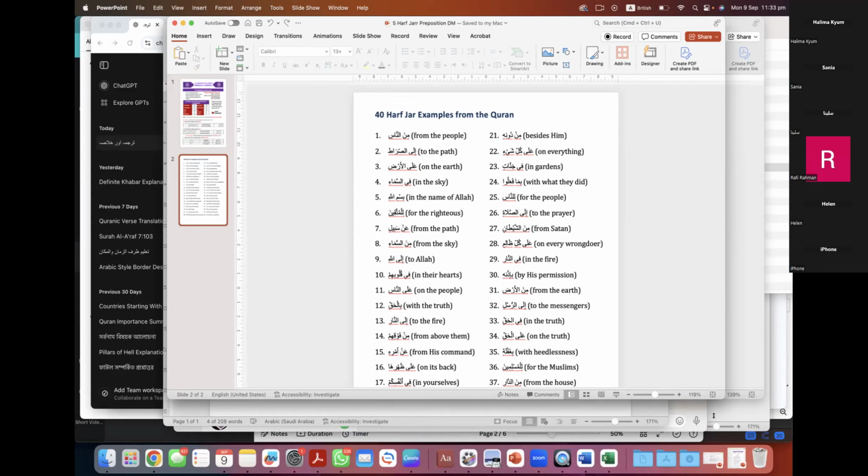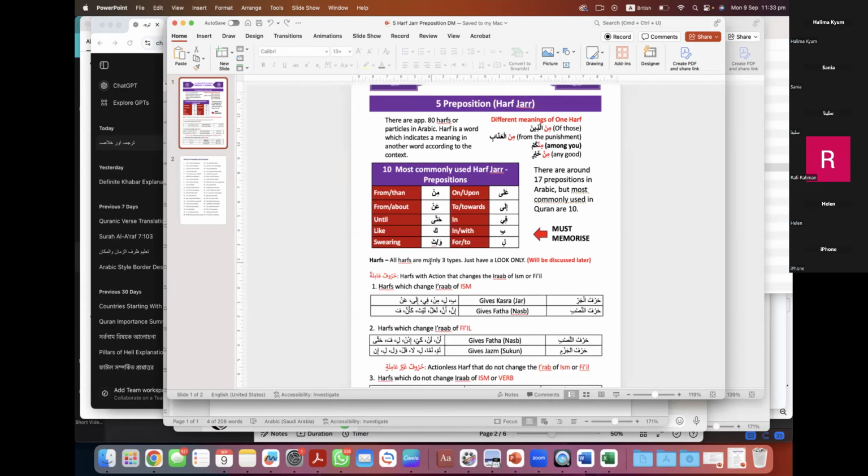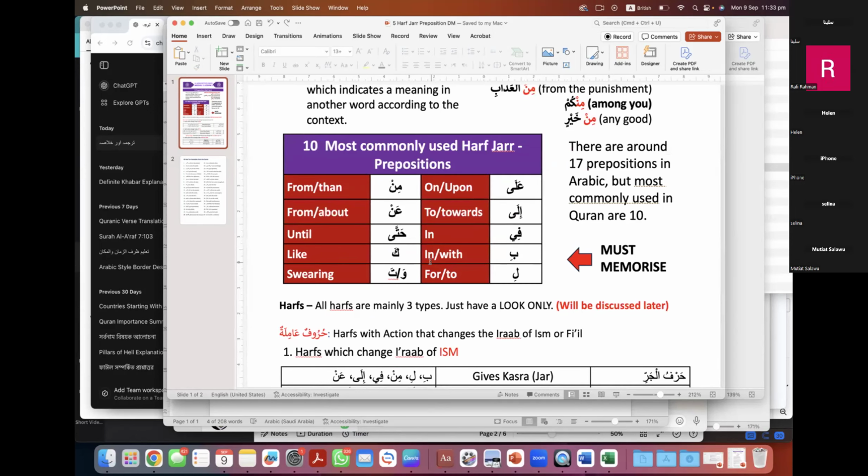And my next question would be, obviously, have you memorized the 10 harf jar? How many have memorized? Can you take the hands down and answer again? How many of you have memorized these 10 harf jar and their meanings? Only 3 raised their hand. Memorized, or you already know? Memorized, or you already know the meanings of these 10?